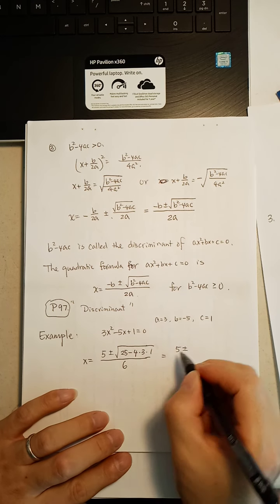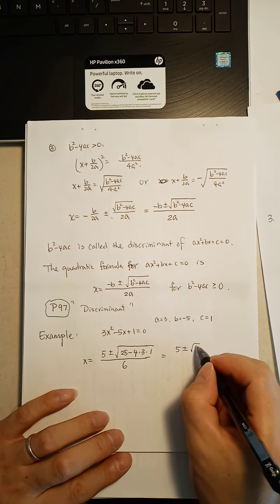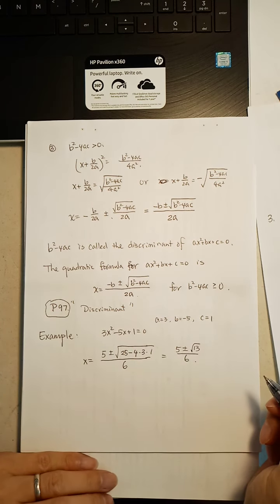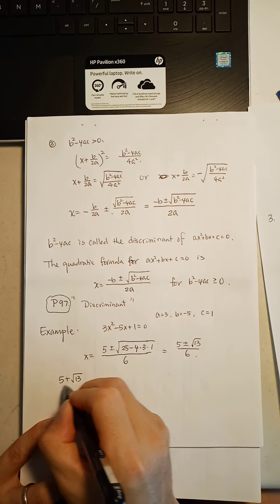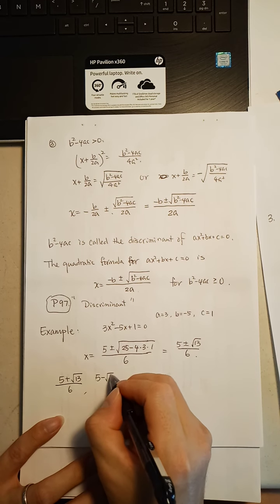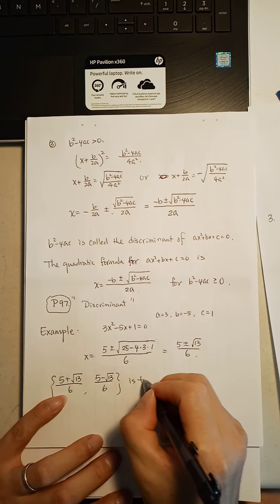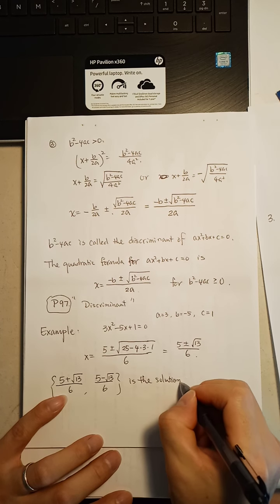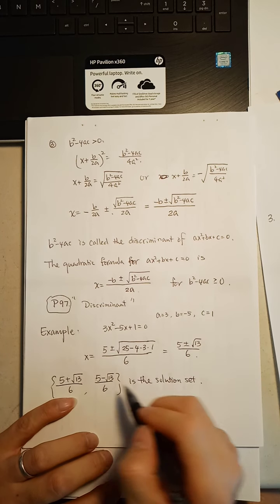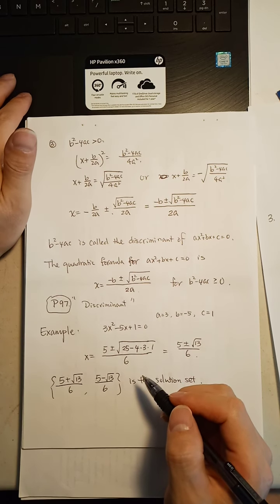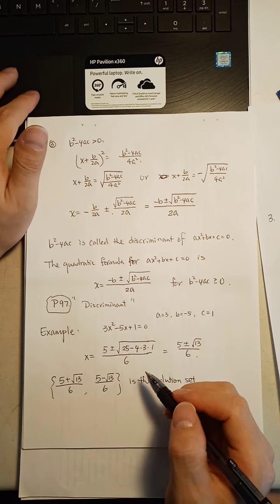So it's 5 plus or minus the square root of 25 minus 4 times 3, which is 12, times 1 is 12. 25 minus 12 is 13. This symbol means 5 plus square root of 13 over 6, and 5 minus square root of 13 over 6. Two choices give you two solutions. This is the solution set. You put plus here to get one solution, you put minus here, you get the second solution. Okay?